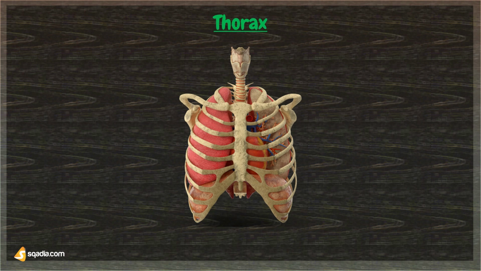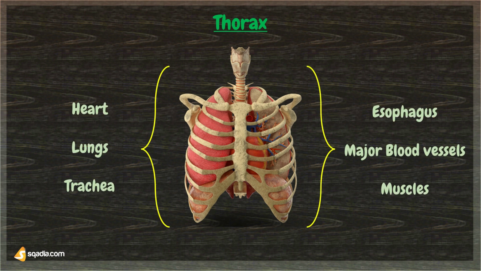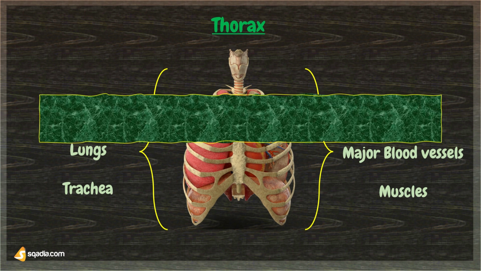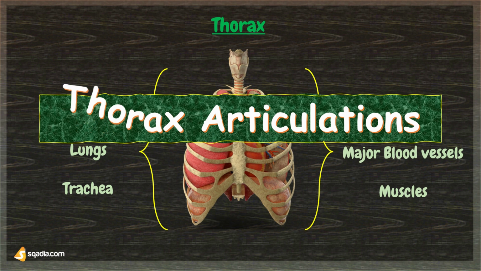The thorax is the upper part of the trunk of the human body. It contains the heart, lungs, trachea, esophagus, and major blood vessels. The rib cage and muscles of the chest and back provide protection and support to the organs of the thorax. In our lecture, we will focus on the articulations of the thorax.